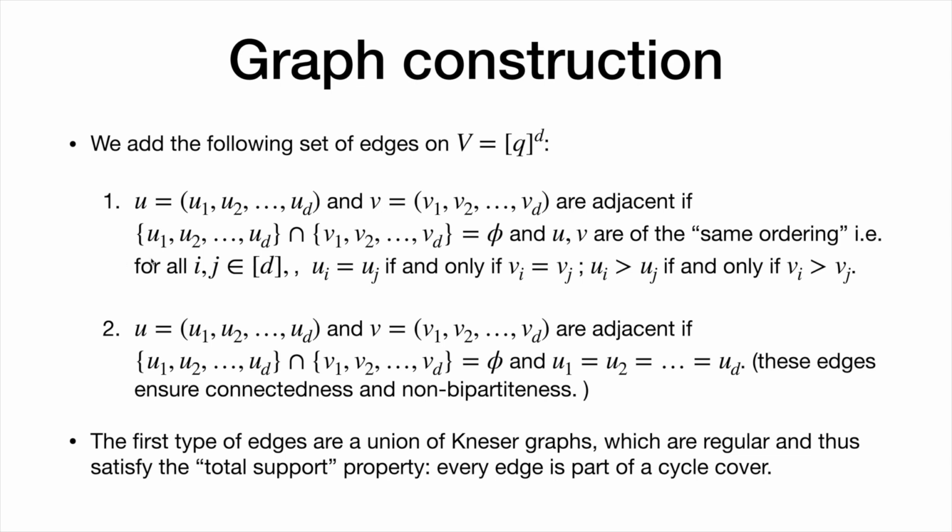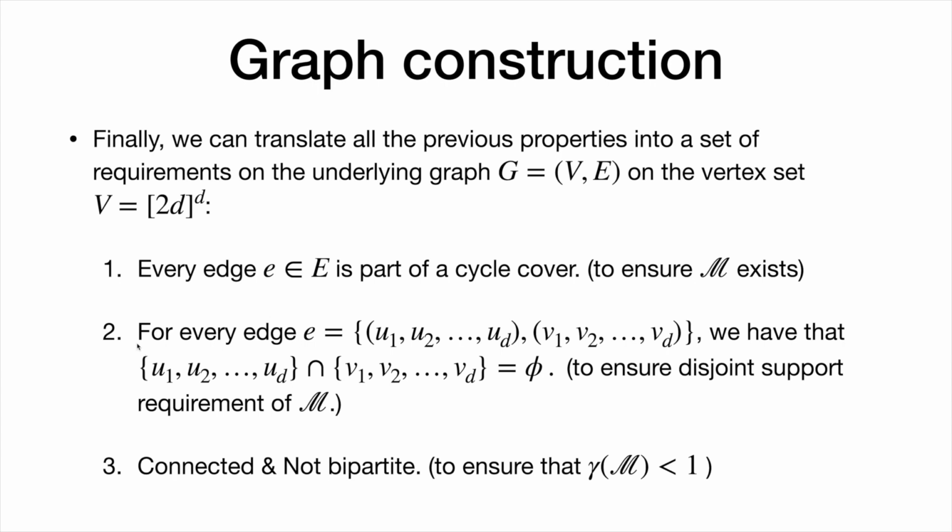So just by adding edges in this manner, your graph has all three properties. First, all the edges that you're adding are between vectors whose supports are disjoint, so the disjoint support condition, condition 2, is always satisfied. And since we are adding the second phase edges, the graph becomes connected and not bipartite as well.